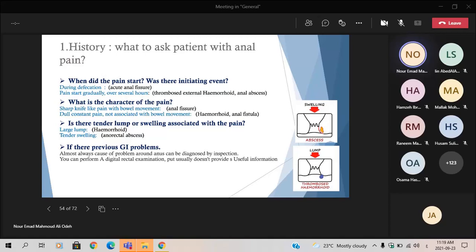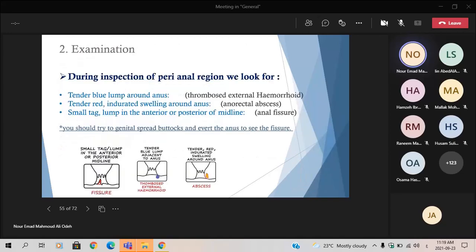What is the characteristic of the pain? Because fissure is very painful, it's characterized by a sharp knife-like pain, especially with bowel movement. While in hemorrhoid and anal abscess, it will be a dull, constant pain with no association with bowel movement. There's also the question of lump or swelling. A large lump is hemorrhoid and a tender swelling is anorectal abscess. On inspection, if we see a tender blue lump around the anus, it's more likely a thrombosed external hemorrhoid. A tender red indurated swelling around the anus is an anorectal abscess, or a small skin tag, it will be anal fissure.